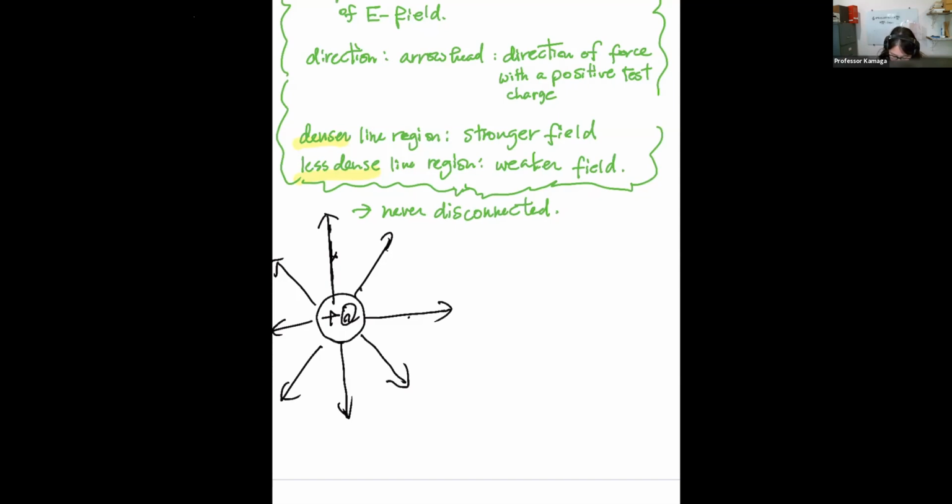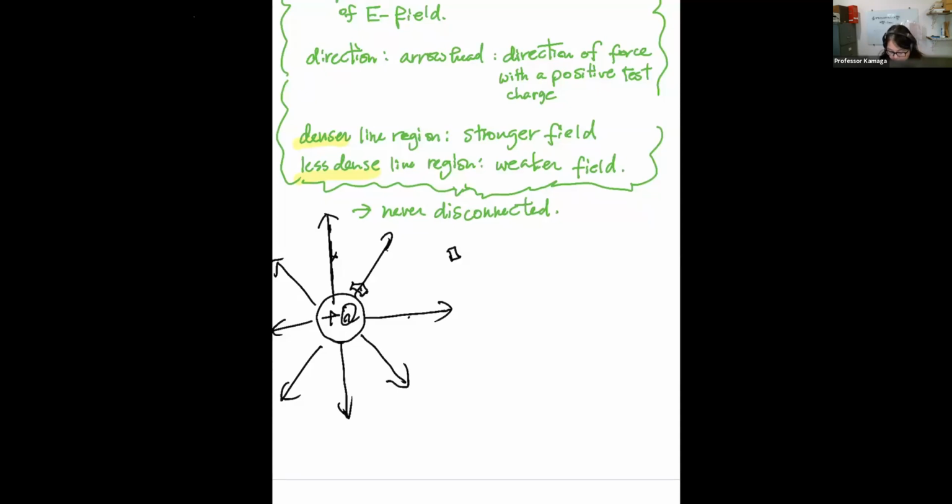As you can see, the closer to the big Q, you're going to have more field lines penetrating per unit area. The farther away, you're going to have fewer field lines penetrating per unit area. So the farther you go away, the electric field gets less. Similarly, if you bring the test charge farther, the force gets weaker and weaker. So this is the electric field line of plus Q.